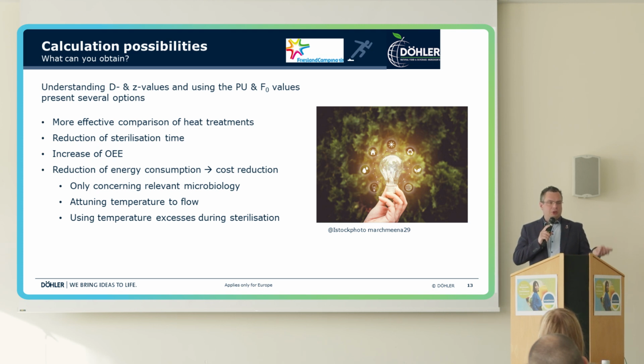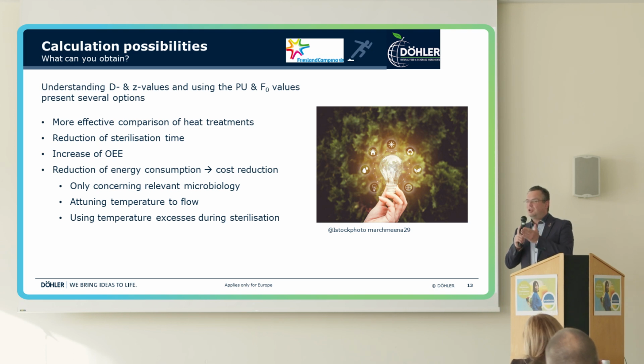Also, you reduce energy consumption, which basically means a cost reduction. So you keep the microbiological safety of your product at the same time that you calculate. However, you don't overshoot anymore. And by that, you have a cost reduction concerning only relevant microbiology, and tuning the temperature to the flow of the production line, and use the temperature axis during sterilization processes instead of just having a fixed parameter.